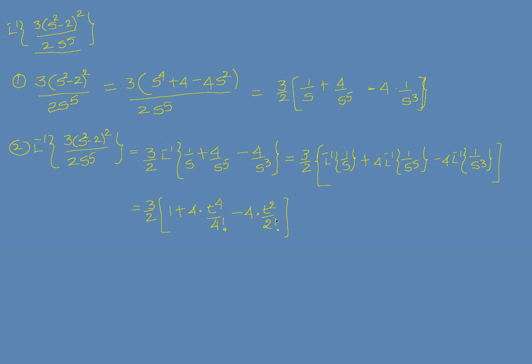So if you simplify this one, you are going to get the answer: 1 plus 4 into t power 4 by 4 factorial minus 4 into t square by 2 factorial. So next we will consider one more problem.